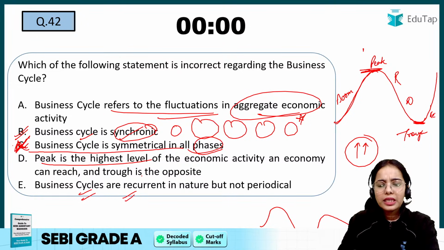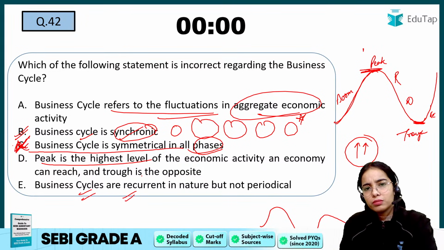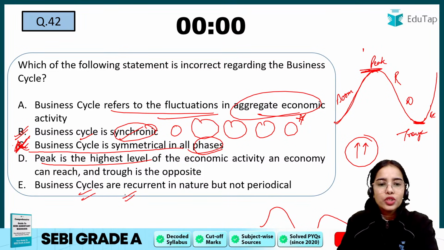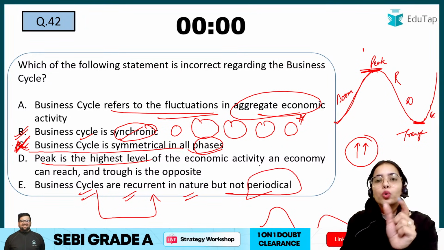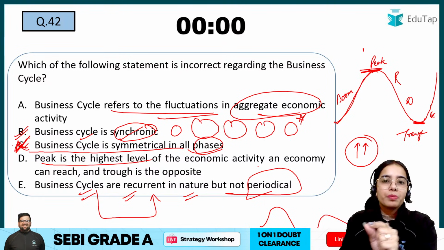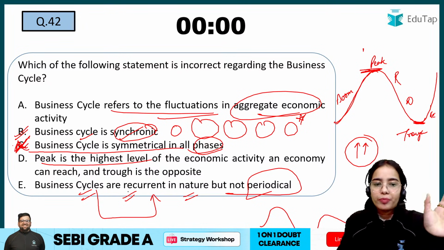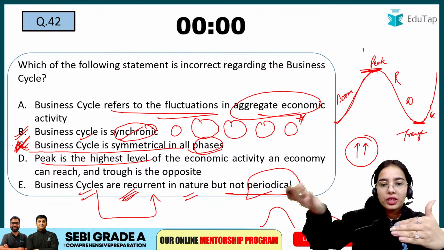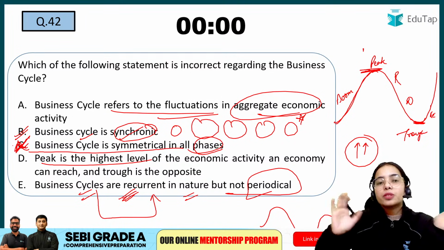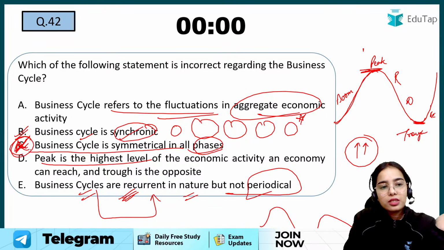Business cycles are recurrent. They keep on happening period after period. Business cycles are recurrent in nature but not periodical. We do not know the exact time when the boom or the contraction will come. They keep on happening year after year, but they are not periodical. We cannot specify a timeline. So C is the answer here.